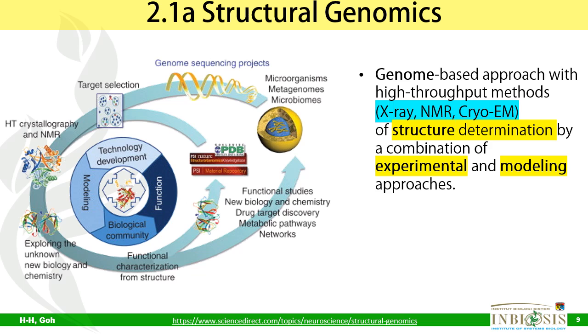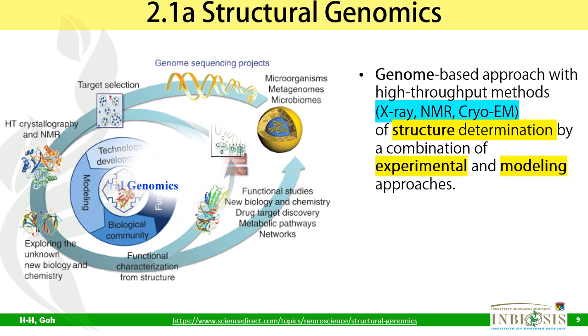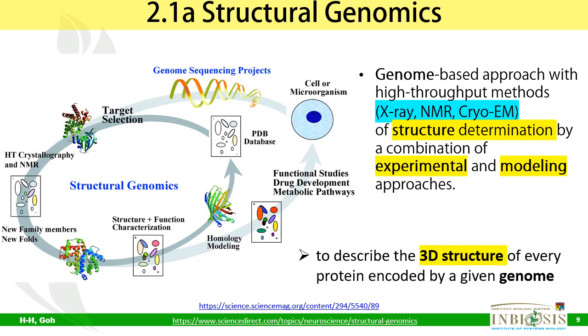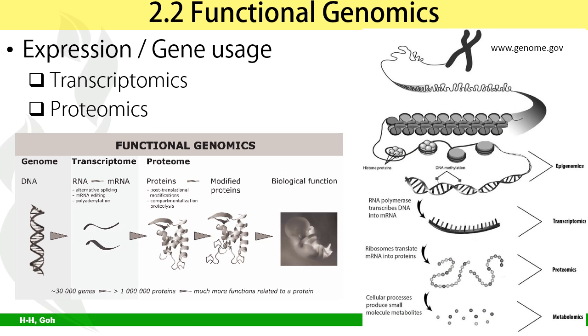Another definition of structural genomics is a genome-based approach with high-throughput methods using X-ray, NMR, or cryo-electron microscopy for structure determination by a combination of experimental and modeling approaches. To put it simply, it is a field to describe the three-dimensional structure of every protein encoded by a given genome. But we mainly focus on the first aspect.